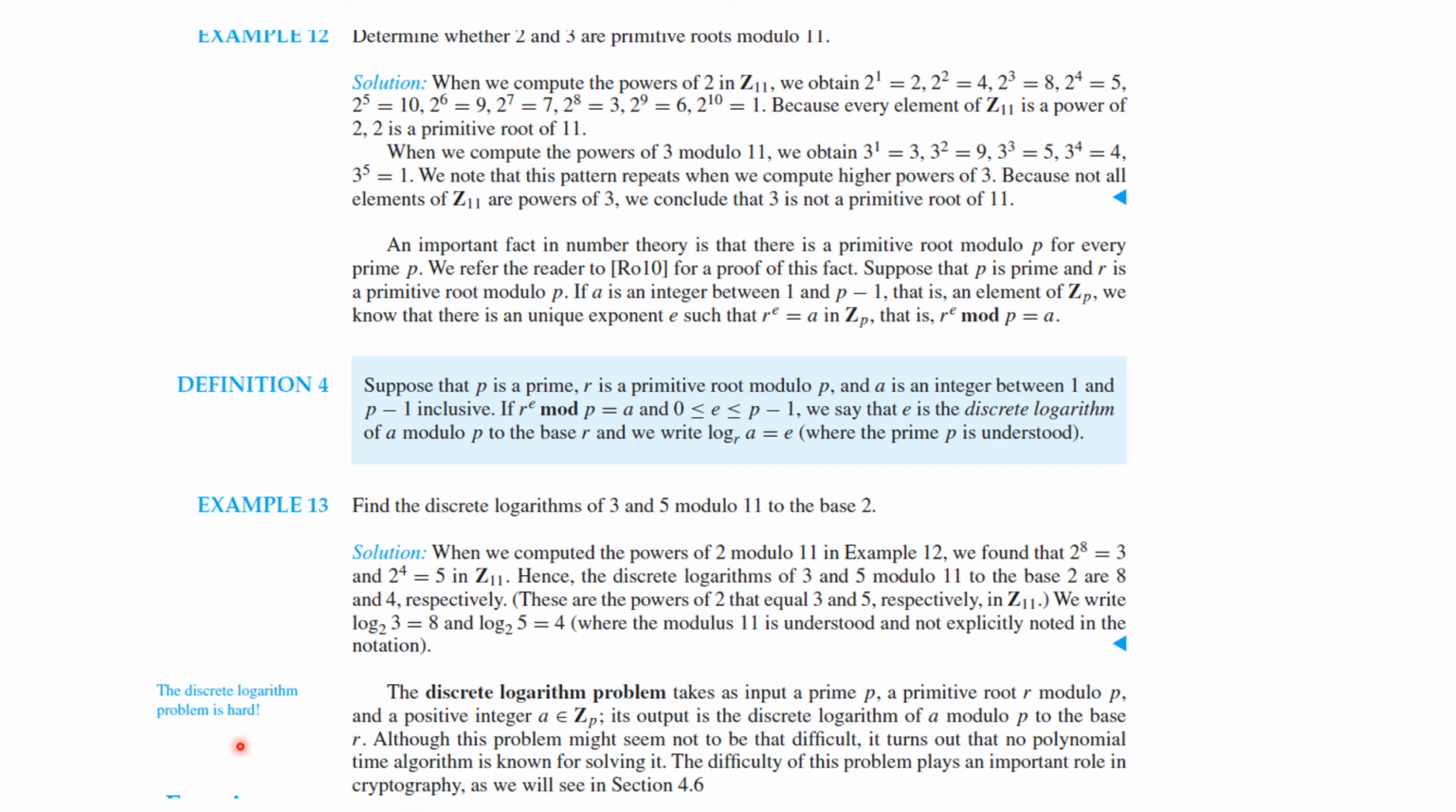Now, the discrete logarithm is a valuable tool, and as you can see in the marginal note, the discrete logarithm problem is hard. It is actually pretty difficult, and in fact there's no known polynomial time algorithm for solving it, and that makes people more comfortable with the encryption algorithms that we will be discussing soon, because they're hard to break, because you have to solve this problem in order to decrypt the data.